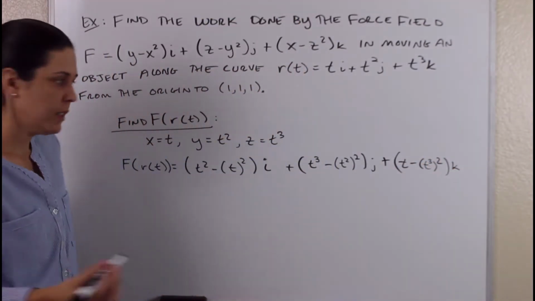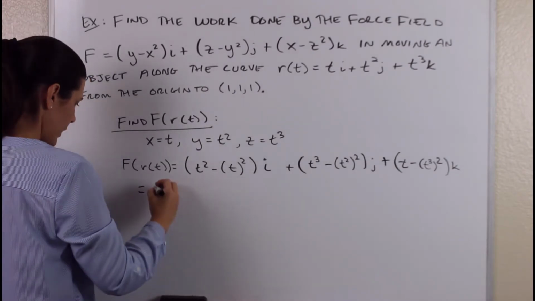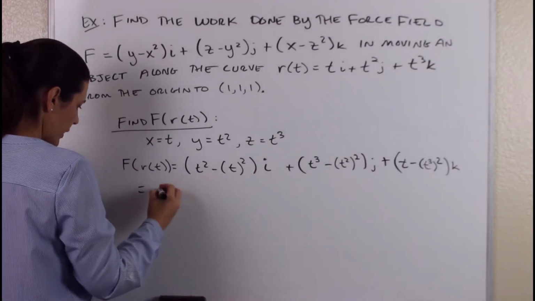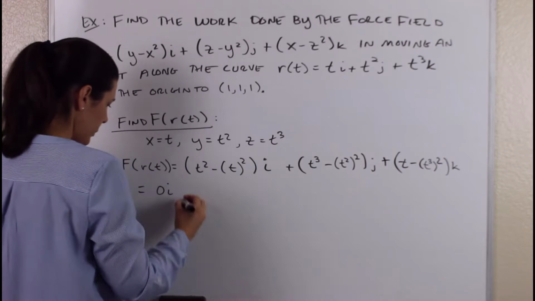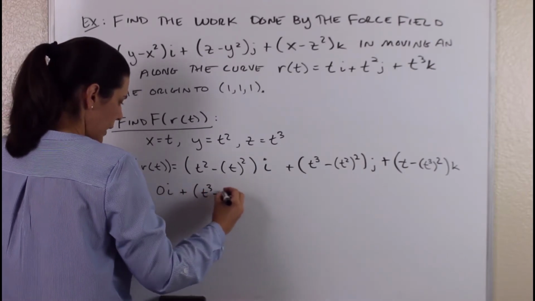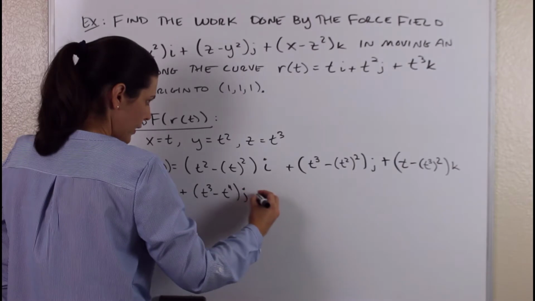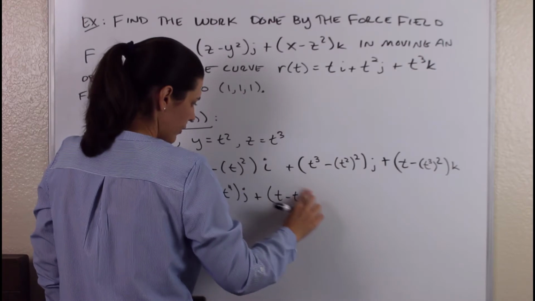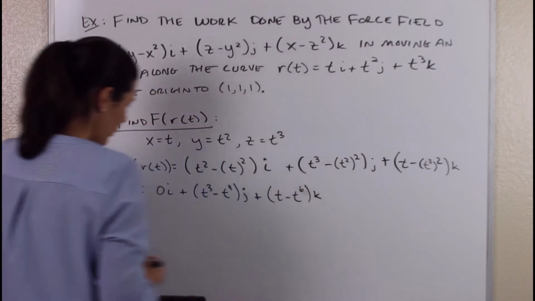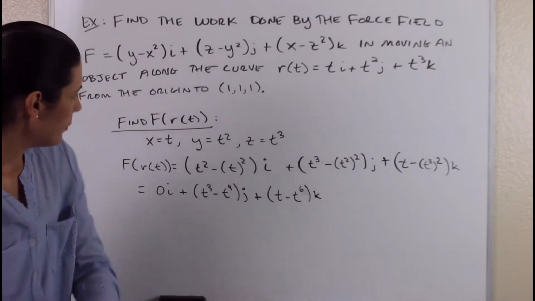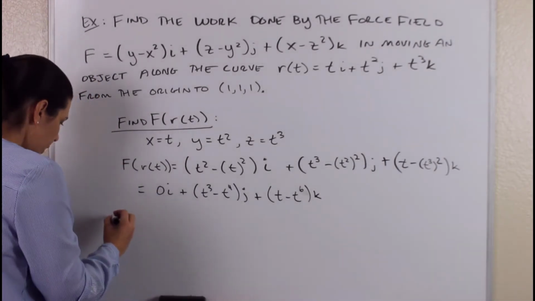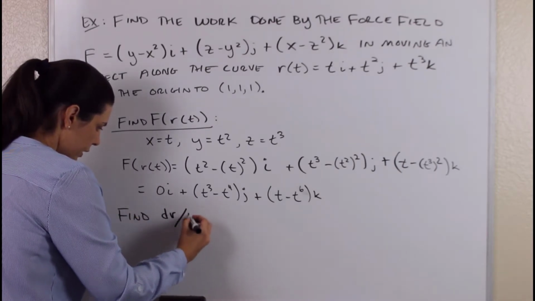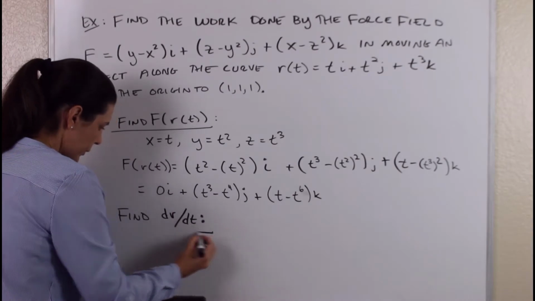Okay, so let's make this look a little bit better. The i component is t squared minus t squared, which is 0, so I'm not even going to write that out. Right here in the middle, this becomes t cubed minus t to the 4th, j. And in the back over here, this is just t minus t to the 6th for k. Alright, so that one's done. The next thing we need, because it's going to be part of our integral, is the derivative of our path or curve r. So find dr/dt, the derivative of r with respect to t.